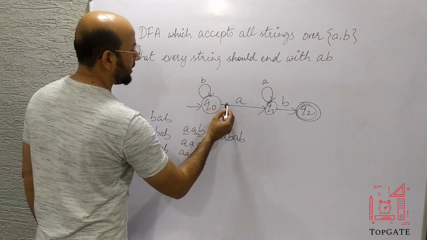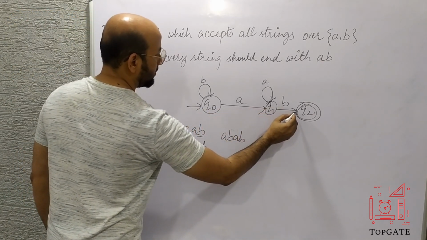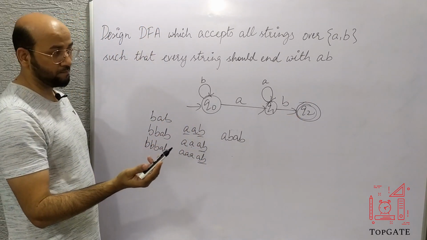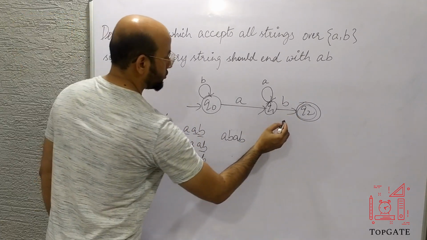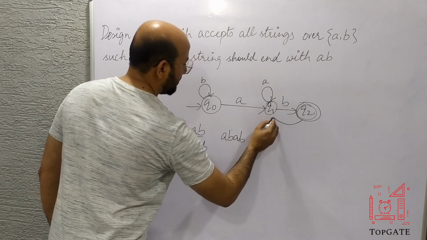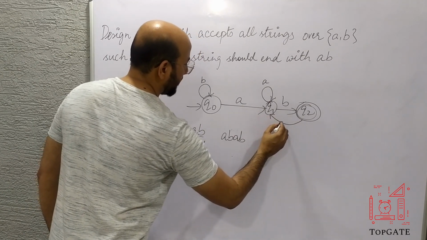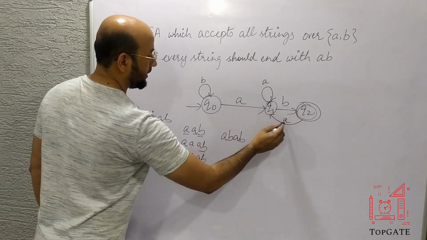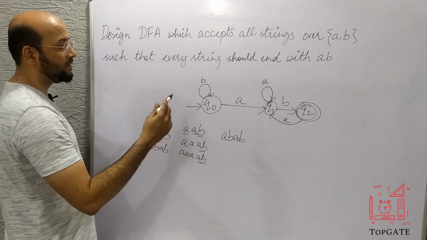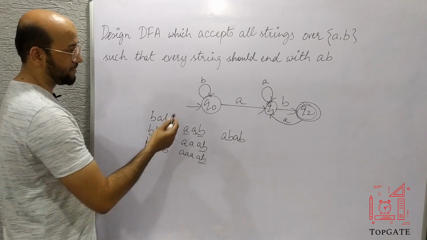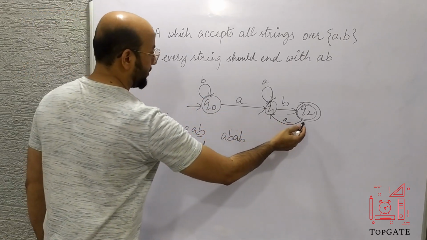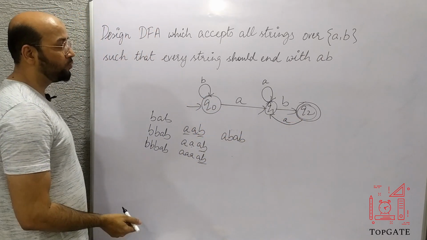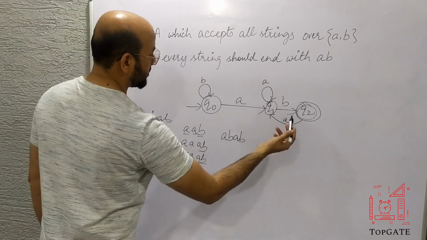So I'll start with this one, A and then B. Now I have to accept AB again. So I'll come to this Q1 with A. So A, B, A, B. So this A, B, A, B, A, B is getting accepted by this machine. Now another path is left, that is path for B is left. So I have to add this path somewhere.